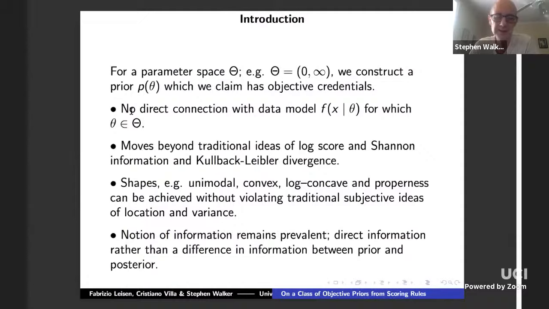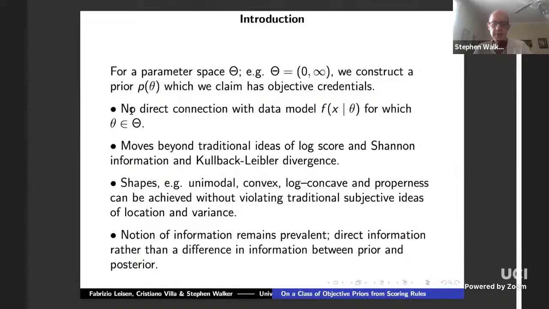So the flexibility is it's not something you would say, okay, well, that doesn't define something uniquely. What it does allow us to do is to introduce shapes. So we can use the flexibility gain to construct priors for which we have shape constraints, such as log concave, convex, unimodal, monotone, and properness as well. So probably that's one of the key ideas, is that we can move away from the traditional improper prior.